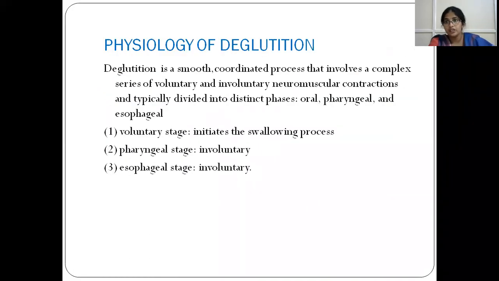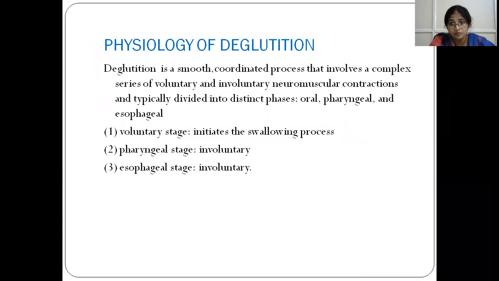Physiology of deglutition. Deglutition is a complex process. It involves a series of voluntary and involuntary neuromuscular contractions. It is typically divided into 3 distinct phases: oral, pharyngeal, and esophageal. The oral phase is the voluntary stage. The oral phase includes mastication and formation of the food bolus.